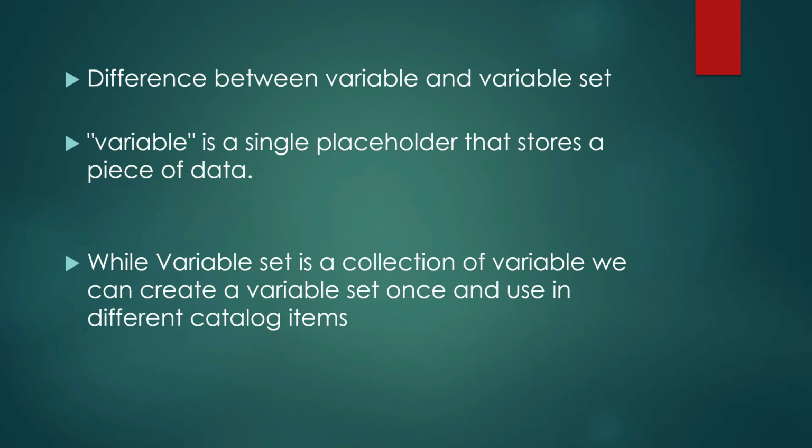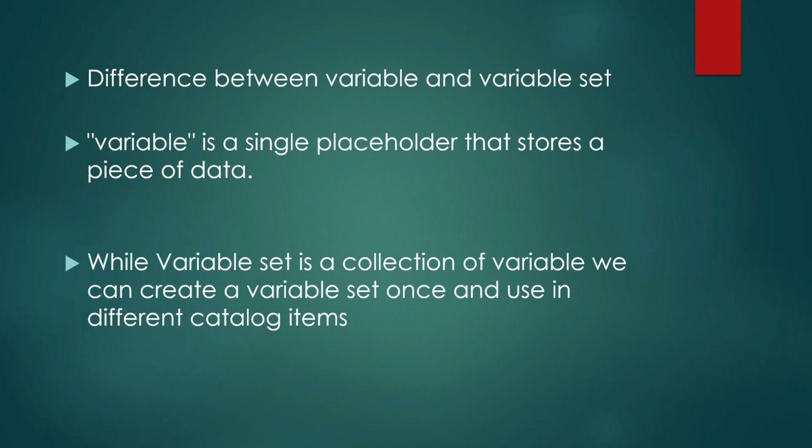Our next question is difference between variable and variable set. Like in the previous videos, while creating a service catalog, I have already created variables for a catalog item. So again, variable is a single placeholder that stores a piece of data. Like whatever field you wanted to create on a service catalog, you need to create variables. Similarly, variable set is also the same as variable, but it is a set of variables. Like under a variable set, you can create multiple variables, one, two, three, or n number of variables.